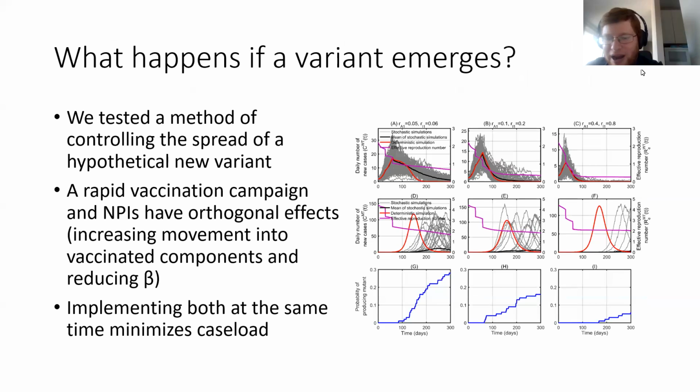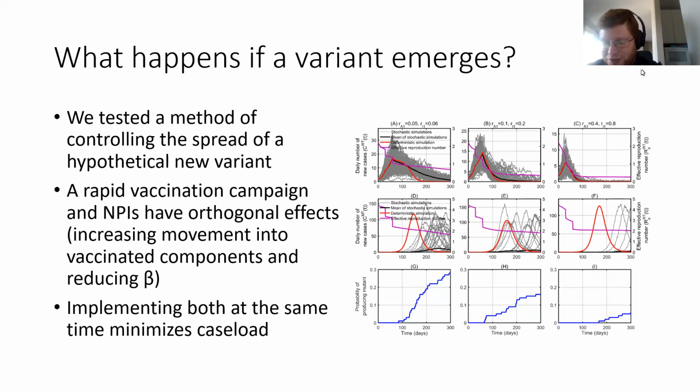But what happens if a variant does emerge? So we also tested how to potentially control a new variant if it does. And we had two different ways of doing this. So a rapid vaccination campaign, so rapidly increasing the number of people who are vaccinated, and also non-pharmaceutical interventions.